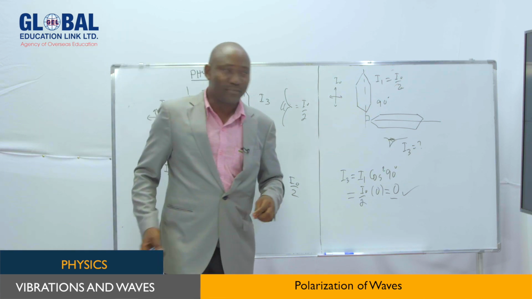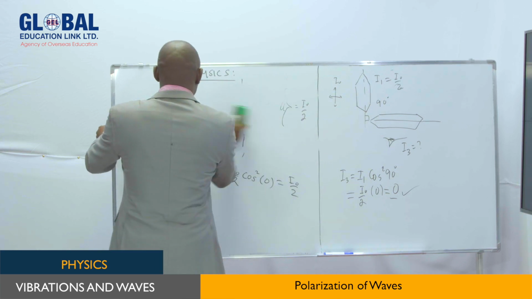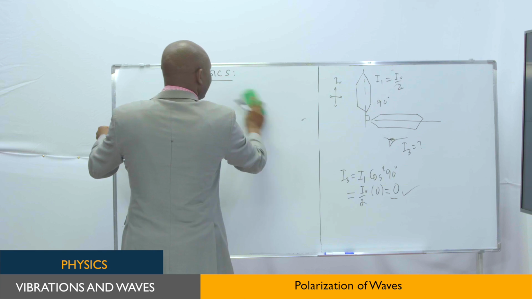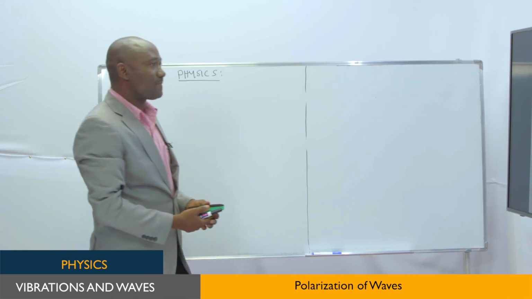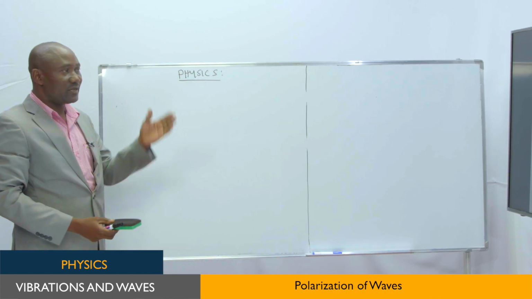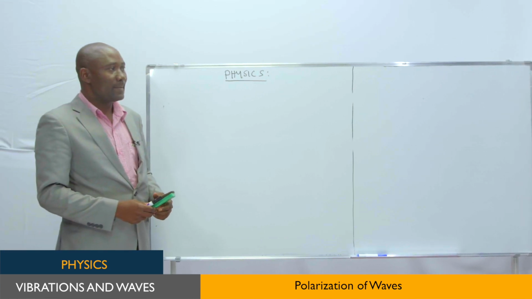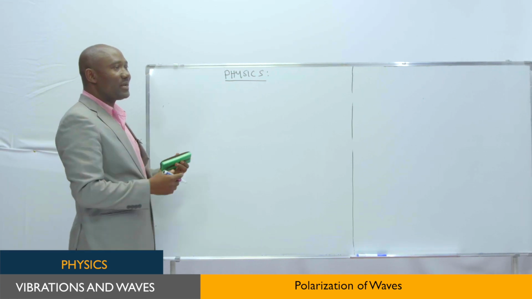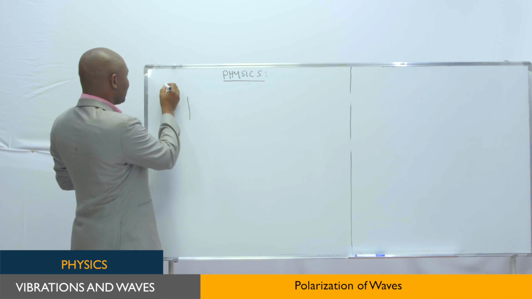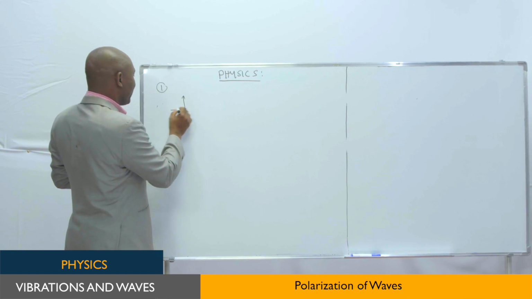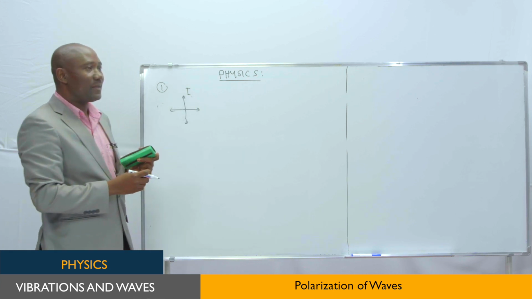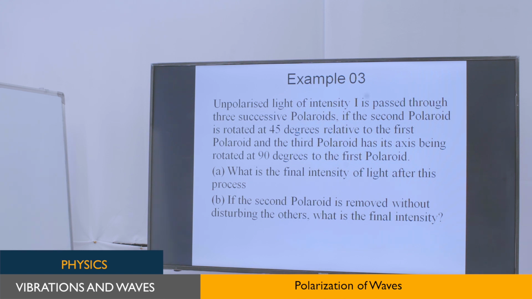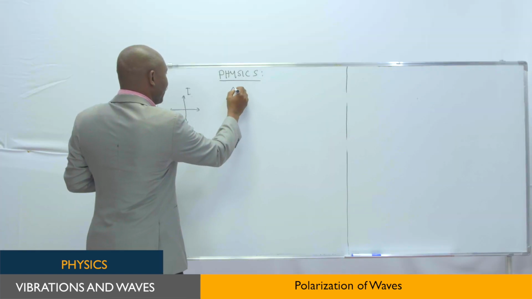Now let's see example number 3. This is a continuation of our previous discussion. In our previous discussion, we had 2 examples. Example number 3 is talking about unpolarized light. The symbol for unpolarized light is this one. Intensity is given as I naught. It passes through 3 successive polarizers. There are 3. How are they arranged? Maybe this is the first polarizer.